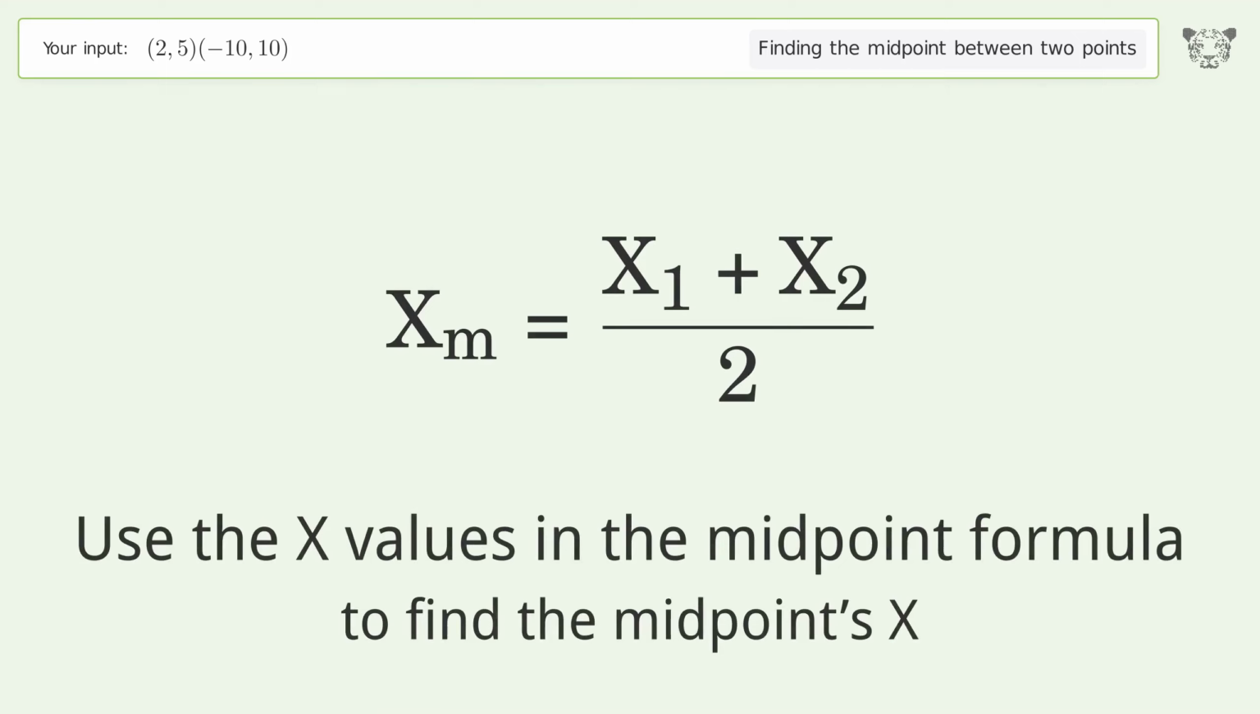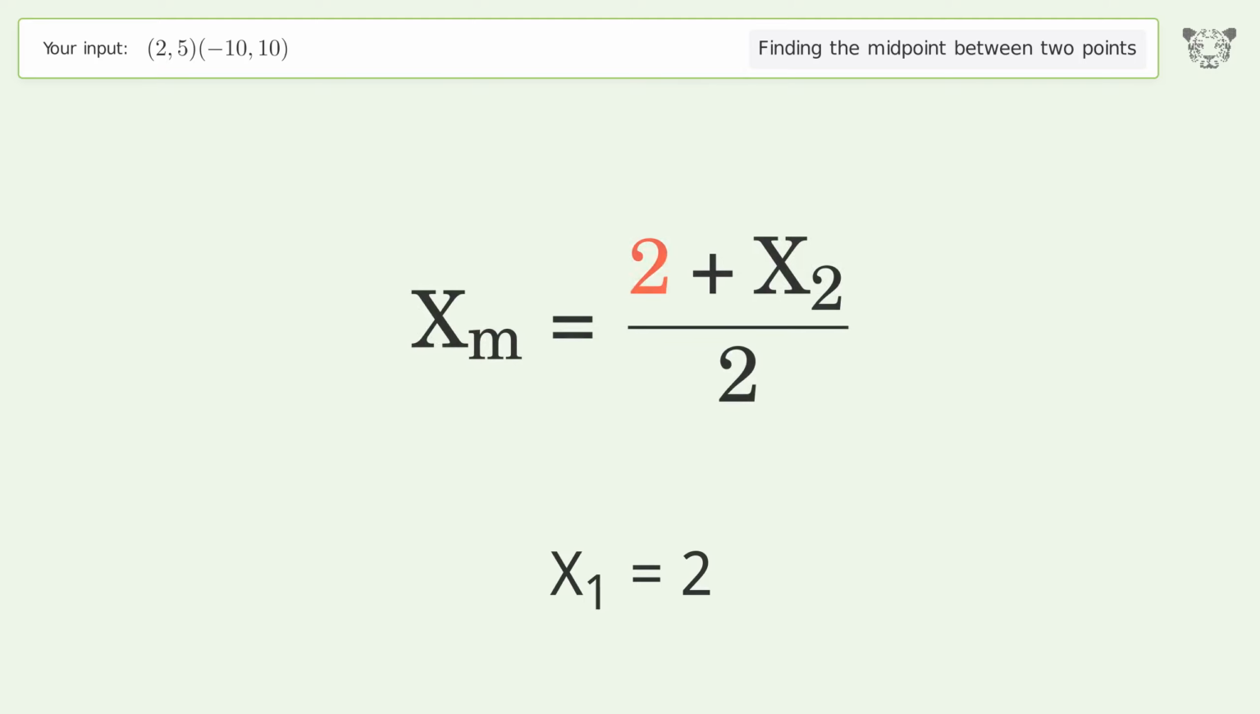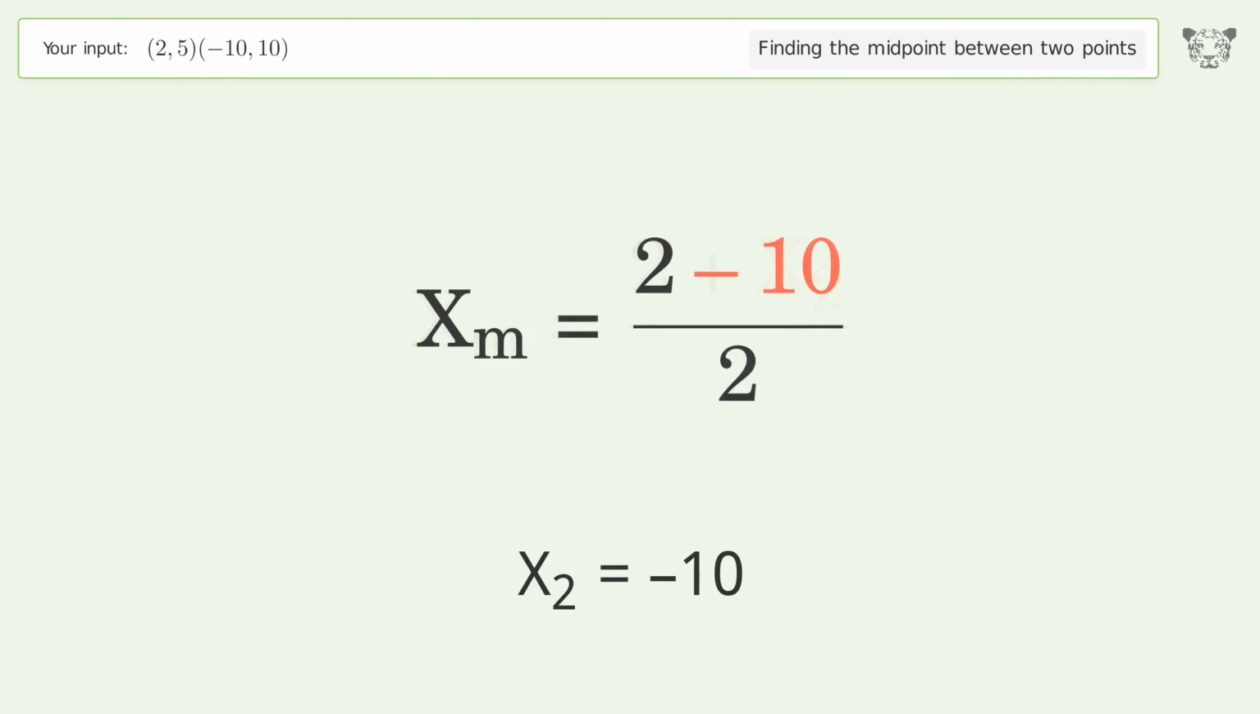Use the x values in the midpoint formula to find the midpoint's x. x1 equals 2. x2 equals -10. Simplify the arithmetic.